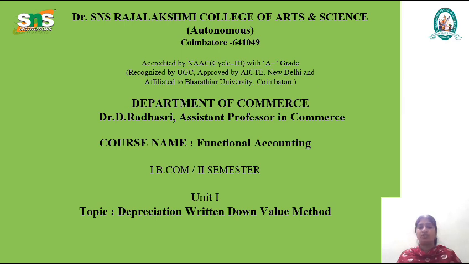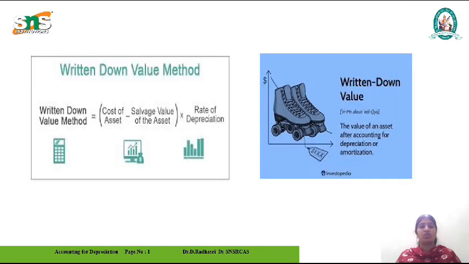Today we are going to see about functional accounting. In functional accounting, we are going to see about the depreciation reducing balance method. Let me explain what the reducing balance method is. In depreciation, there are mainly 8 methods. In that way, we can analyze that the second method is the reducing balance method.